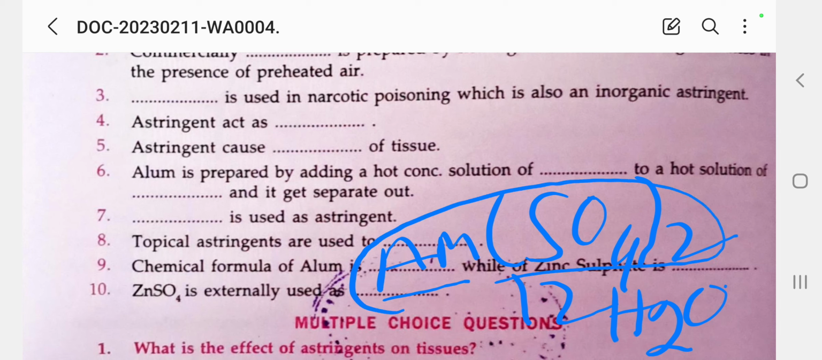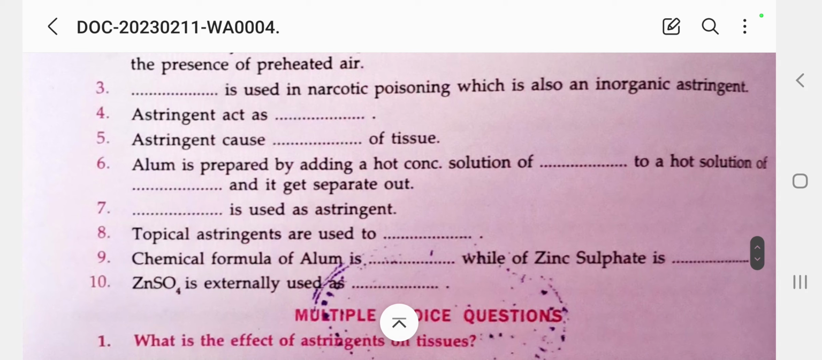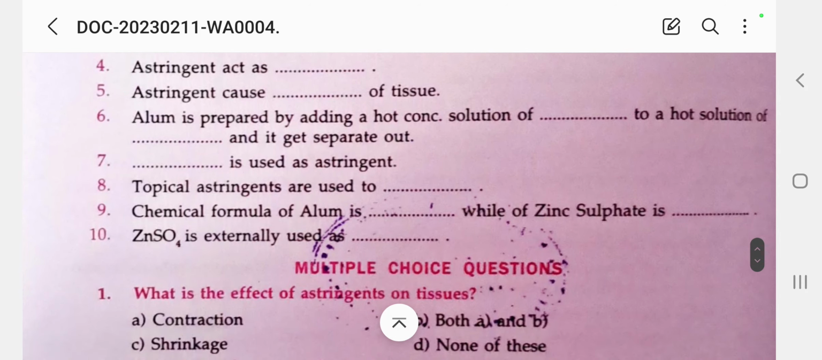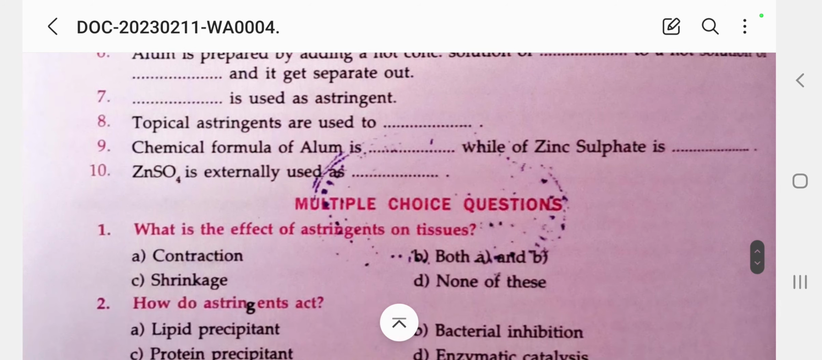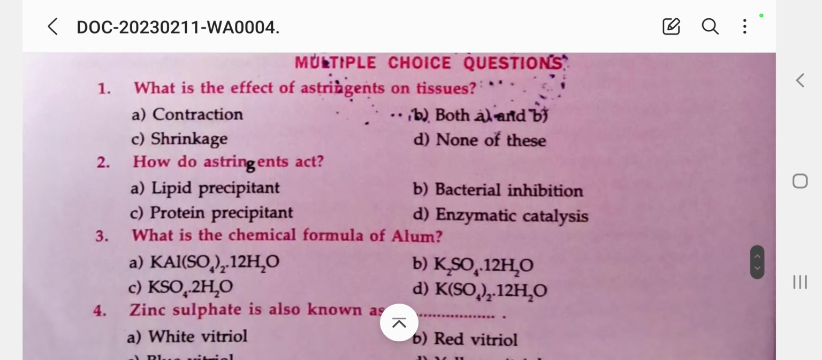And what is the other one? Zinc sulfate, ZnSO4. Zinc sulfate is used externally as an astringent. Next we'll see the objective type or multiple choice questions.